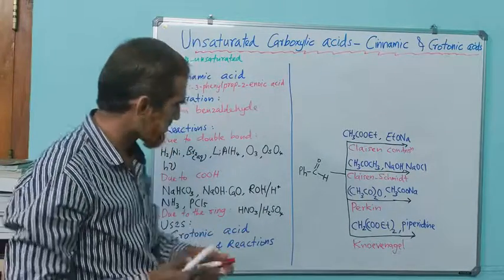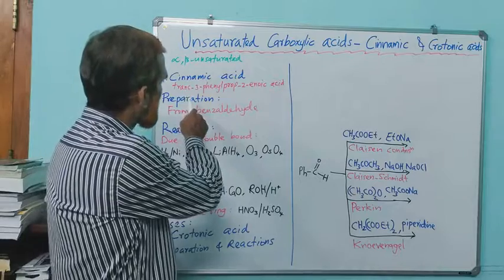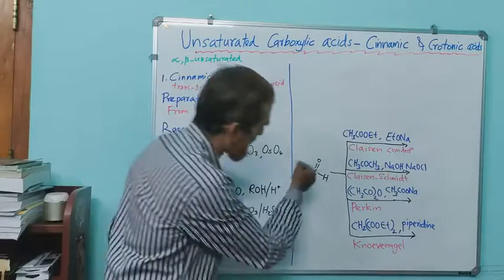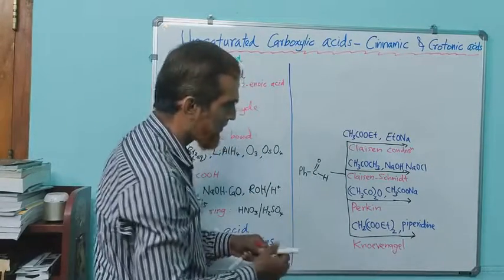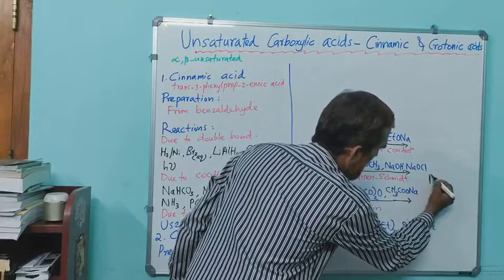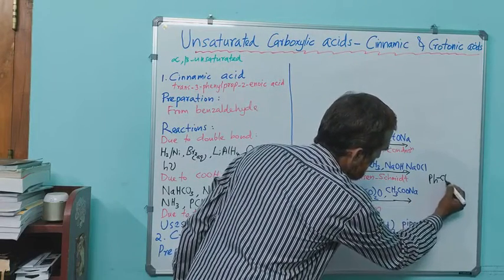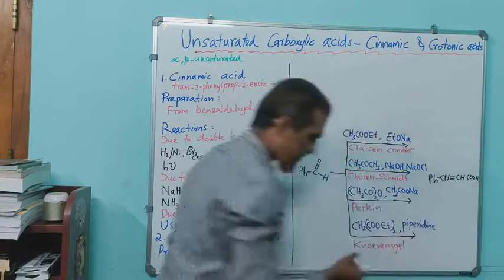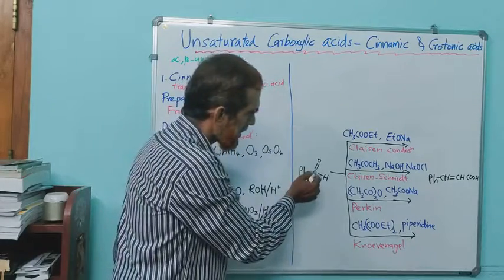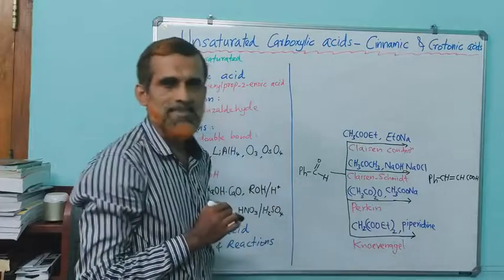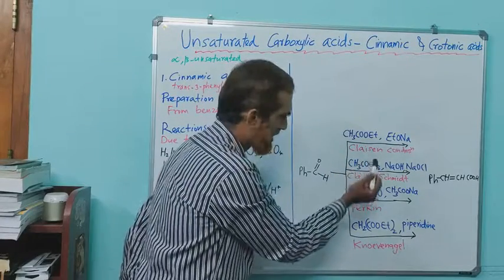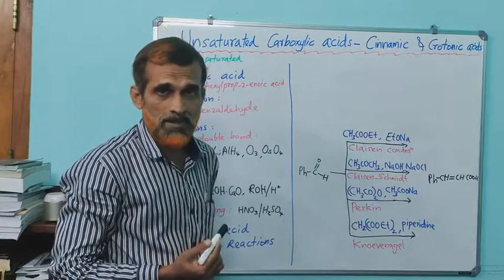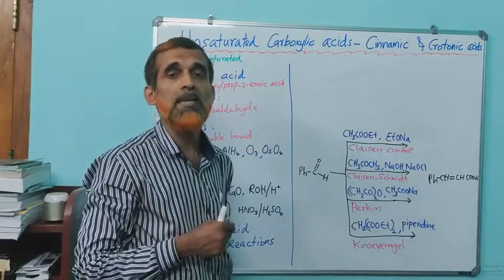First of all, preparation. See, cinnamic acid is prepared from benzaldehyde. That's the starting compound. Benzaldehyde can be converted into cinnamic acid. Let me write cinnamic acid, Ph-CH=CH-COOH. Okay. Now, you have 4 name reactions here: Claisen condensation, Claisen-Schmidt, Perkin and Knoevenagel. Okay, so here we are getting familiar with 4 important name reactions.